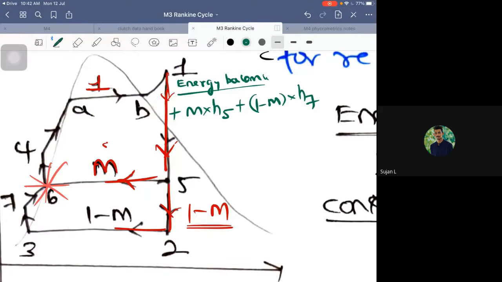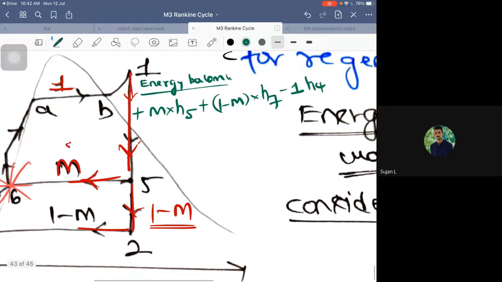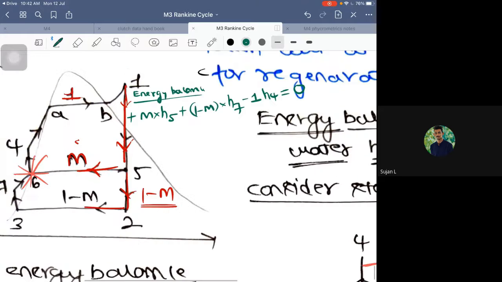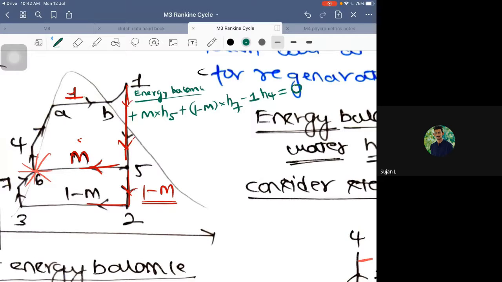Now, I will take the mass flow rate as 1. It is reaching state 4, so I would multiply it by h4. Since it is an outflow from state 6, should I take it as positive or negative? Negative. So, according to the energy balance, this whole summation, whatever we have dealt with, comes down to 0. So this is how you apply energy balance for a regenerative Rankine cycle.